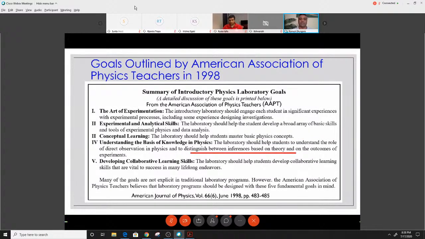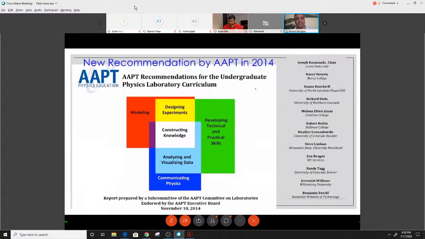Then later, in 2014, the same organization came up with a different recommendation. This committee consisted of three fellow members from different universities in Colorado, and one, Randy Tagg, you can see at the bottom, is my colleague in my department. Currently he is developing labs for the senior and junior undergraduates, and I am focusing on the lower division intro physics labs.